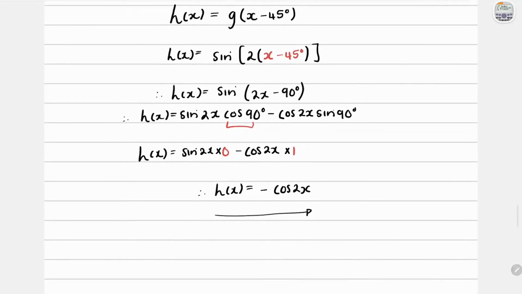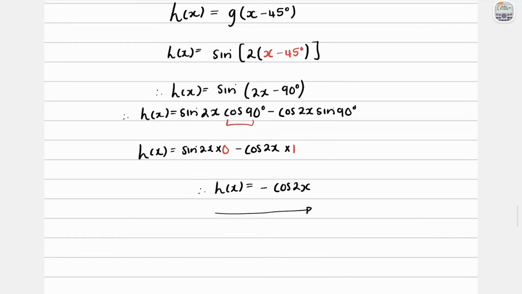Okay, so that is it for question 7. And then we move on to question 8, which is on 2 and 3D trigonometry.